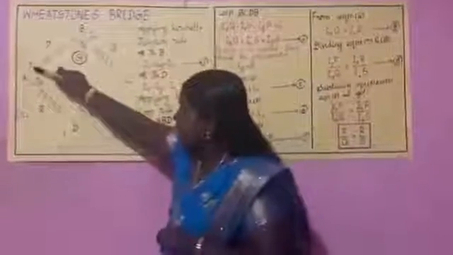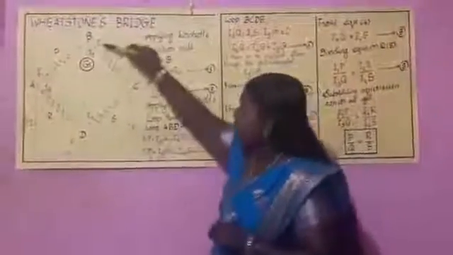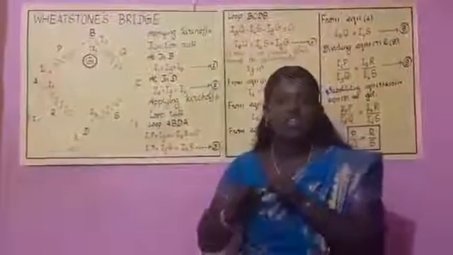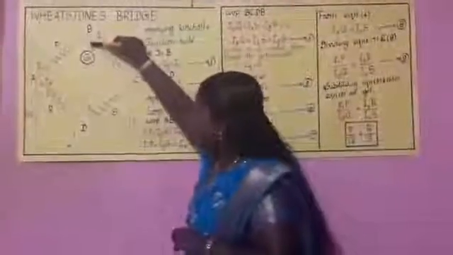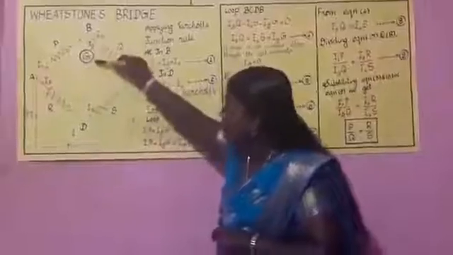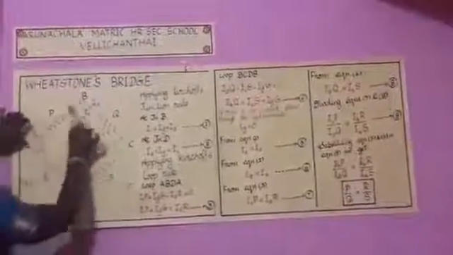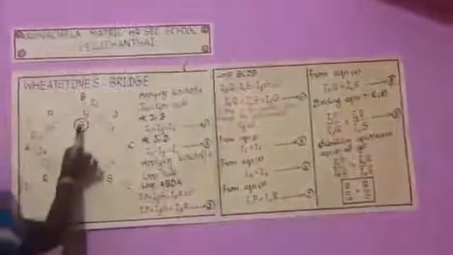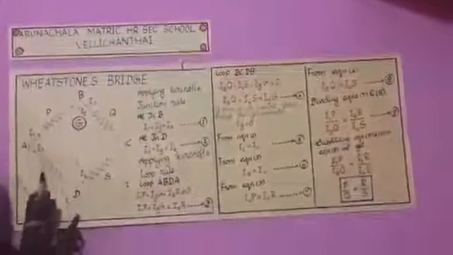When the current I1 reaches here, it splits into 2 directions, I3 and Ig. What is Ig? Galvanometer current. The galvanometer current passes through this galvanometer. Consider the loop A, B, D, A. First, A to B the current is I1 with resistor P. The second, B to D the current is Ig with galvanometer G. And D to A the current is I2 with resistor R.